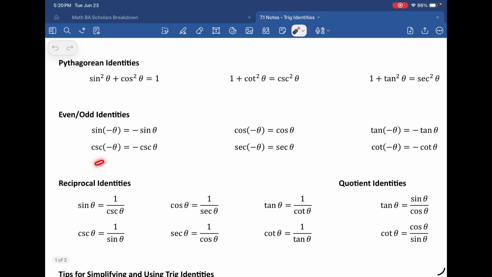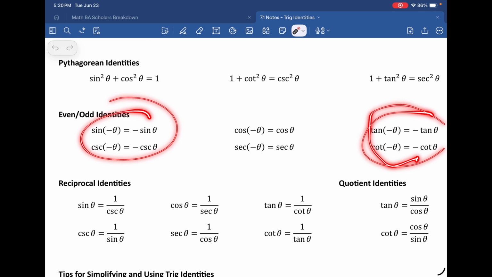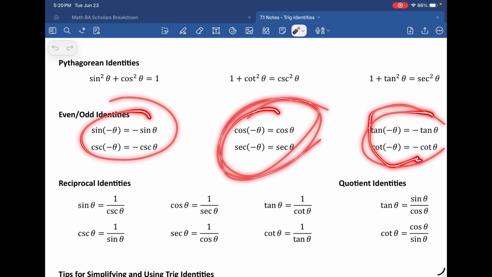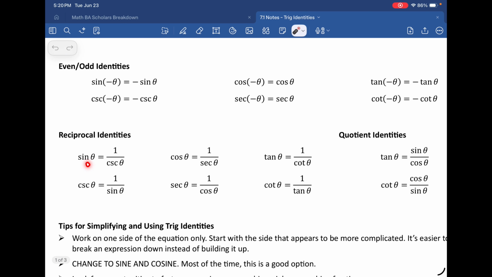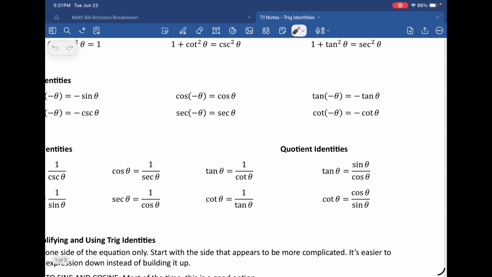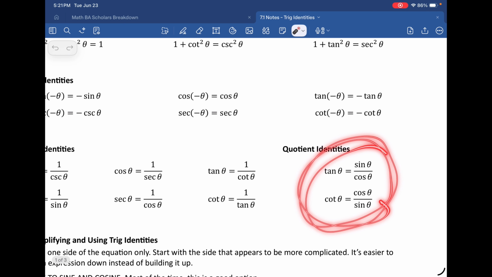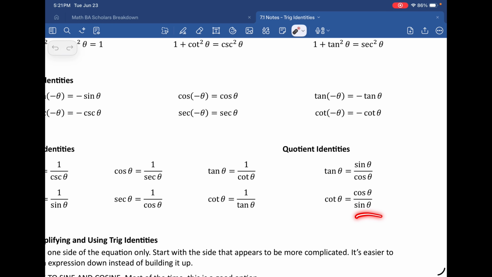We've also talked about the even odd identities. Sine of negative theta equals negative sine theta, and so on. These two sets are odd. This one, even. Reciprocals, we know sine is 1 over cosecant, and vice versa, and so on. And these two, tangent is sine over cosine, and then the reciprocal.